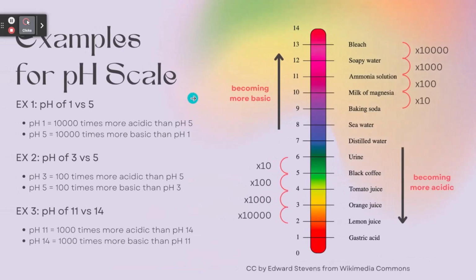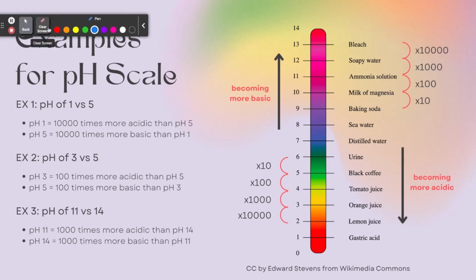So I'm going to go ahead and go over the first example, but if you would like to see the other 2 examples I have below here, feel free to pause the video here. So let's go and see example 1. It is comparing a pH of 1 versus a pH of 5.